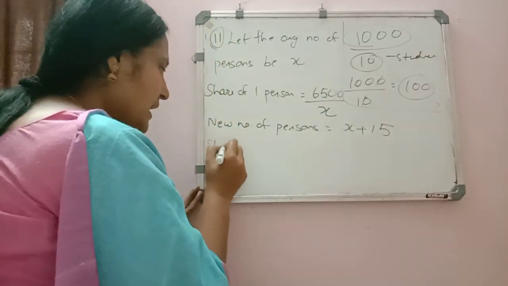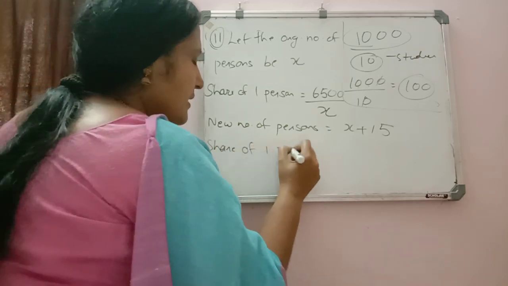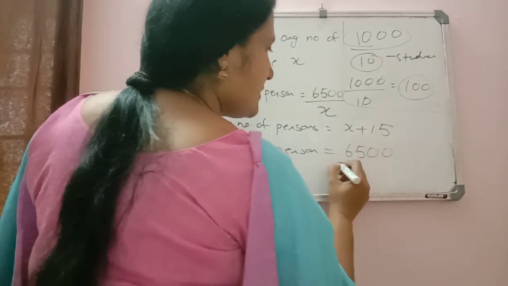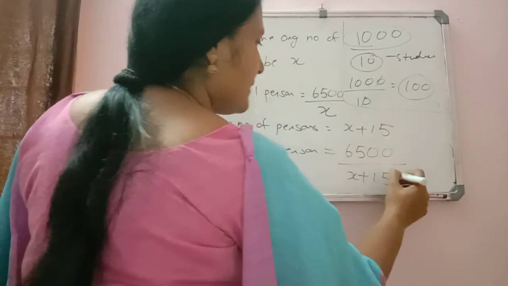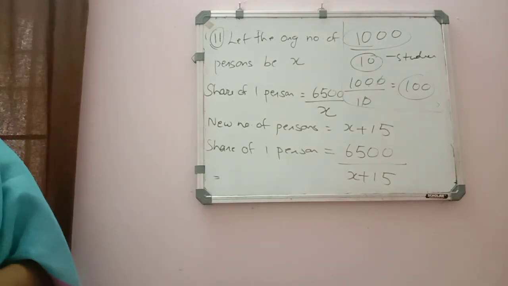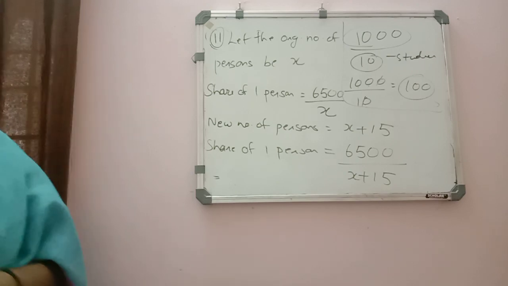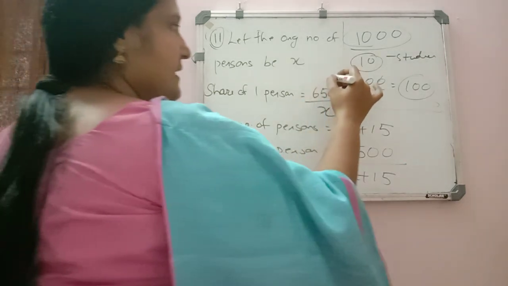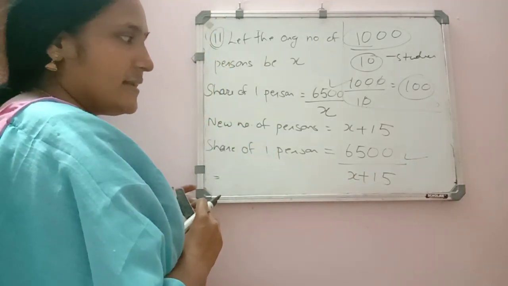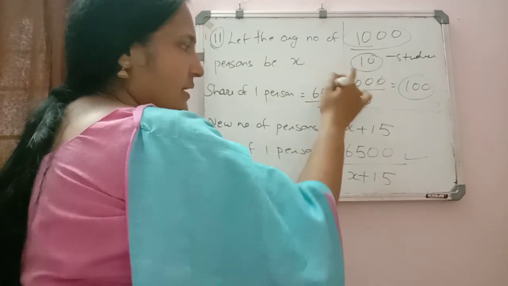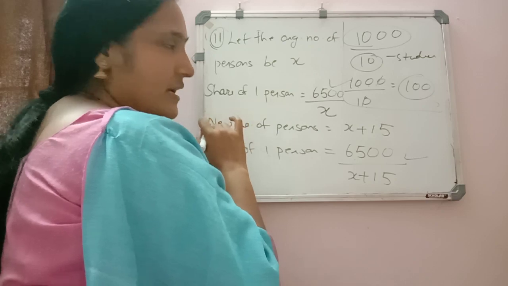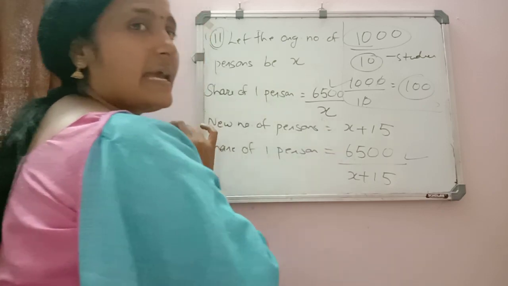Now what will happen to the share of one person? The share of one person is equal to the same amount only we have, 6,500 by x plus 15. Now it was written, had there been 15 more persons, each would have got 30 rupees less. So the difference in these two shares is 30 rupees. Again we can check which one is greater. 6,500, the numerator is the same. So whose denominator is smaller, that number will be greater. Whose denominator is smaller? x.